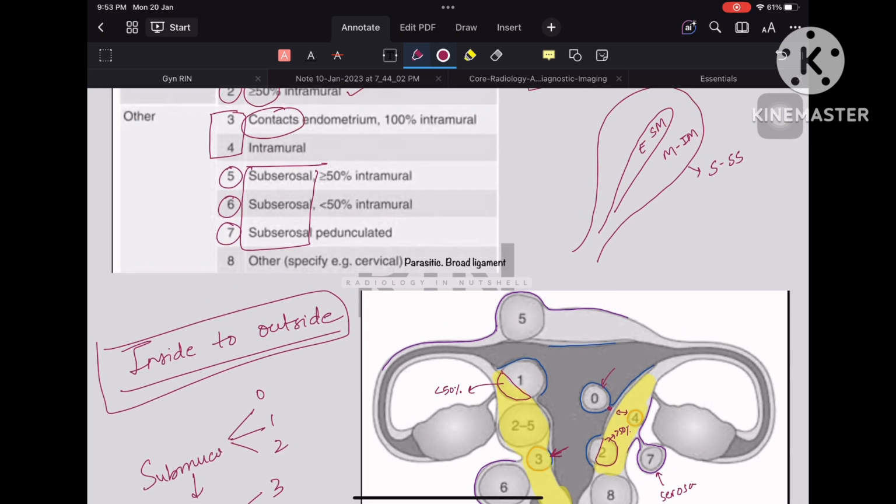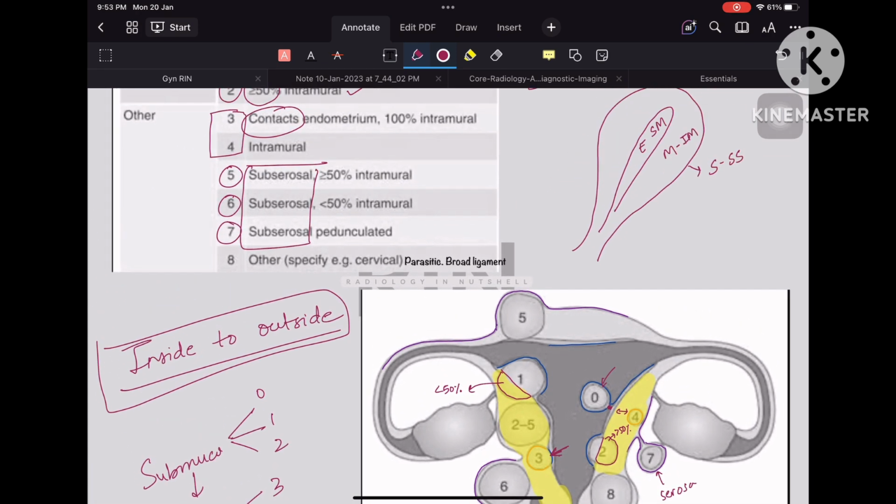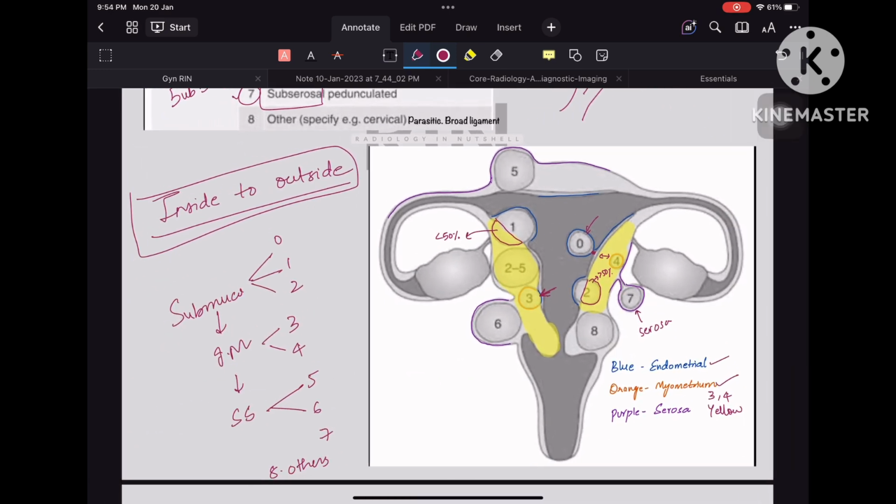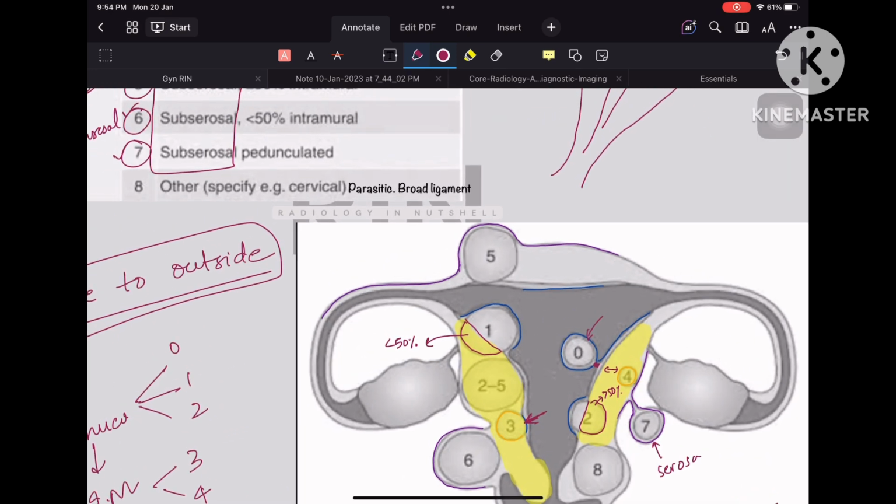Coming to the subserosal type, it is again given 5, 6 and 7. So how to remember? Both subserosal and submucosal start with S, but subserosal has 2 S in it. It is looking like 5, right? So remember, subserosal, write like 5 and 5. So it starts with 5. 5, 6 and 7 are subserosal. So the first subserosal, that is the 5th type, is more than 50% in contact with the myometrium, because it is towards the uterus still.